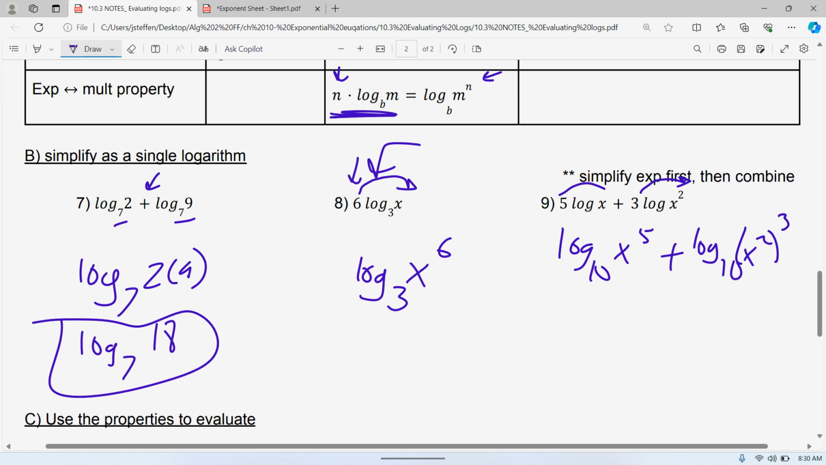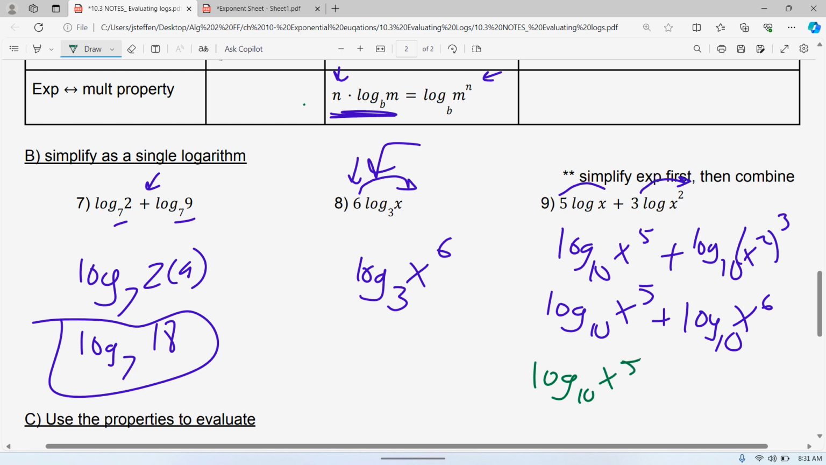So now we can start chipping away at this one to make it look a little bit nicer, to make it a single logarithm, like they've said. We have x squared raised to the 3rd. That means it's to the 6th. Now we're adding those together. So we're adding, we can multiply. So that's log base 10 of x to the 5th times x to the 6th.